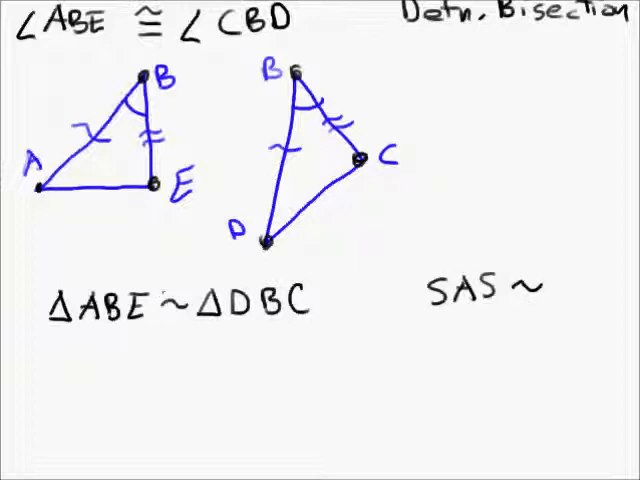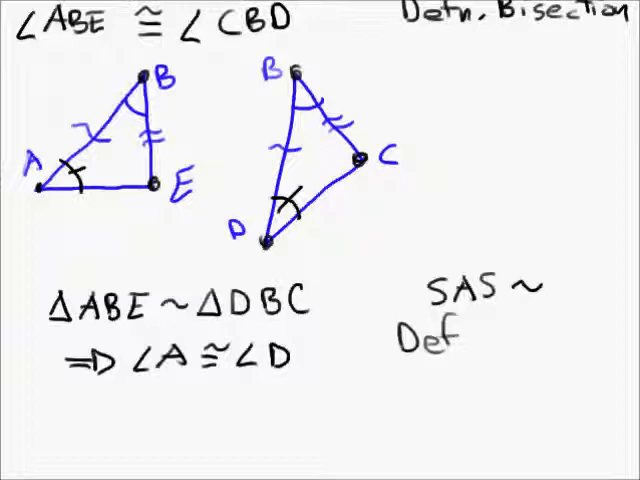Well, we got two similar triangles. That means that, say, this angle right here, angle A, is going to be congruent to this angle right here, the corresponding angle, D. Because in similar triangles, all the angles are congruent. So we could say this is by the definition of similarity. That's what we set out to prove. So this proof is complete.